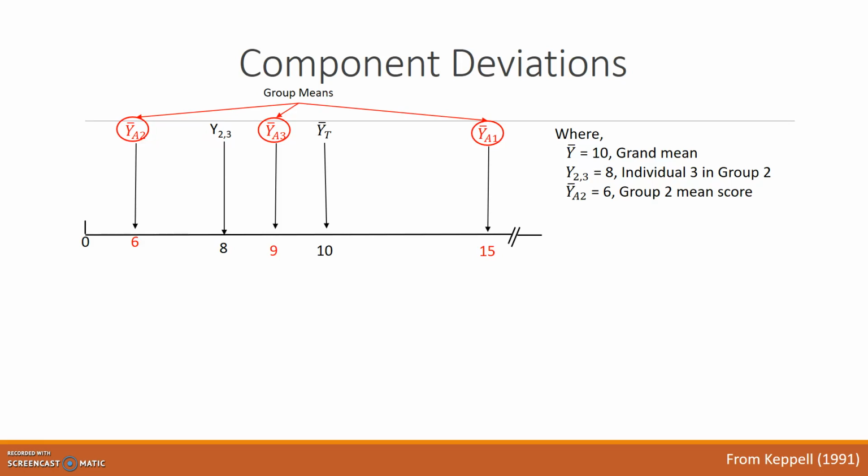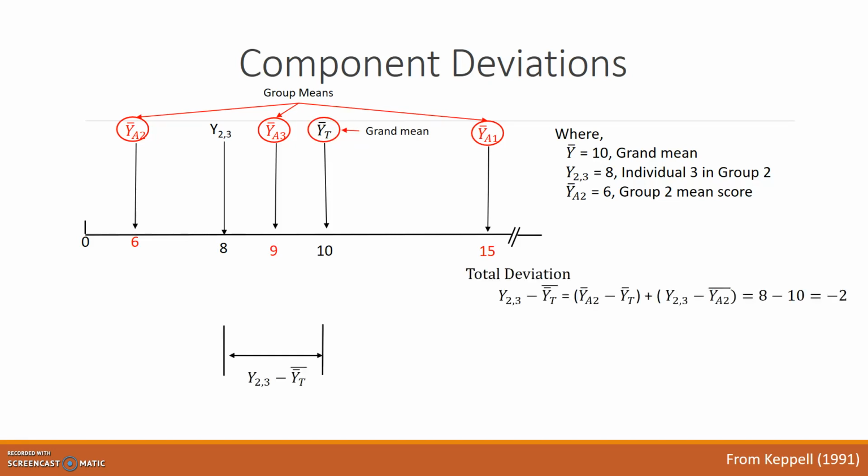Another value we have here, and this is just for didactic purposes, is just one observation. This is y sub 2 comma 3. So the subscript 2 refers to group, and the 3 in this case goes to person number 3 within group 2. And if we go back to the previous slide, that person's score was a value of 8. And then the y bar sub A2, that's just group 2's overall mean score. And again, here's the grand mean.